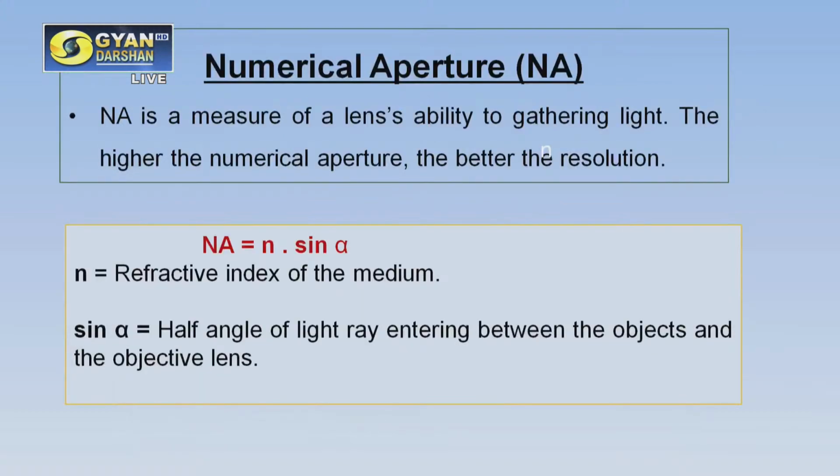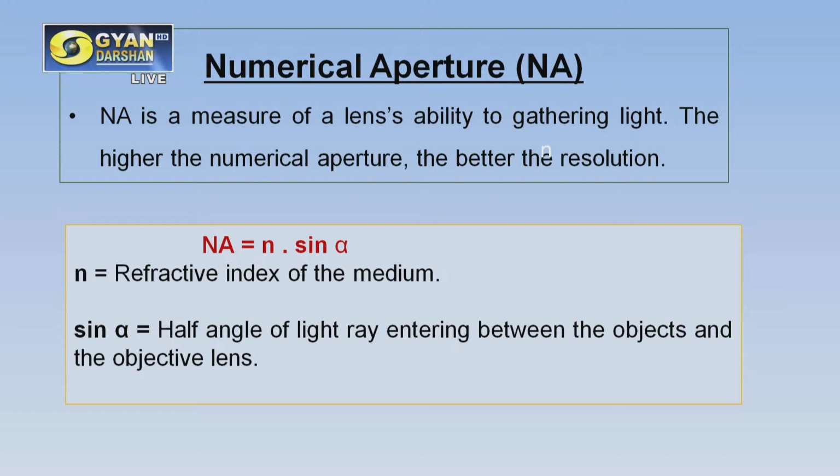And now come to the numerical aperture. Numerical aperture is represented by NA. NA is a measure of the lens's ability to gather light, and the higher the numerical aperture, the better the resolution. So NA is equal to n sin alpha, that we talked about in the last slide.